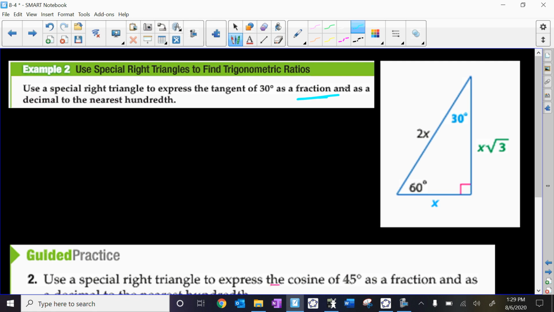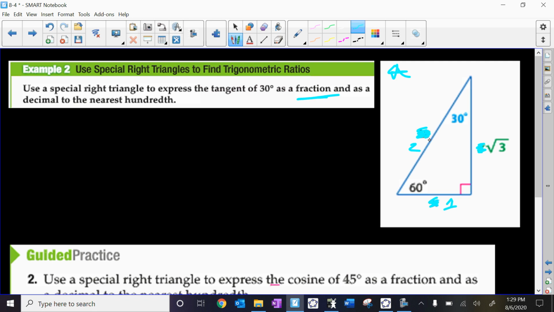So off to our right, we have our 30, 60, 90 triangle. And remember, we did call this x, x square root of 3, and 2x. But for this purpose, instead of calling it x down here, I'm going to call this side length 1. If this side length is 1, 1 times the square root of 3 is just the square root of 3. And then 1 times 2 is just 2. Okay, so let's use those side lengths instead.